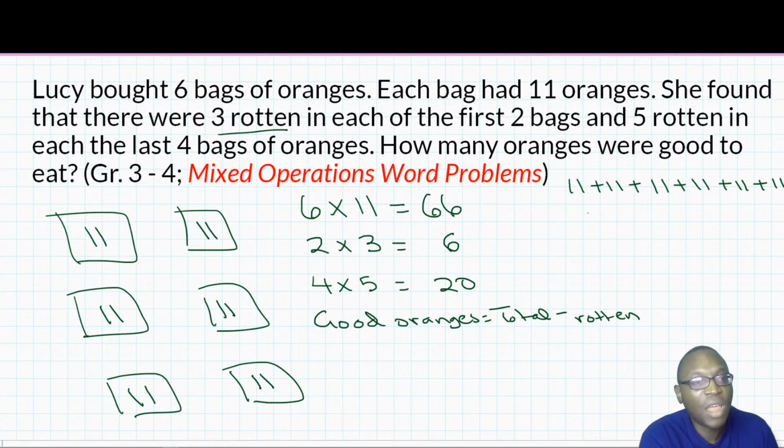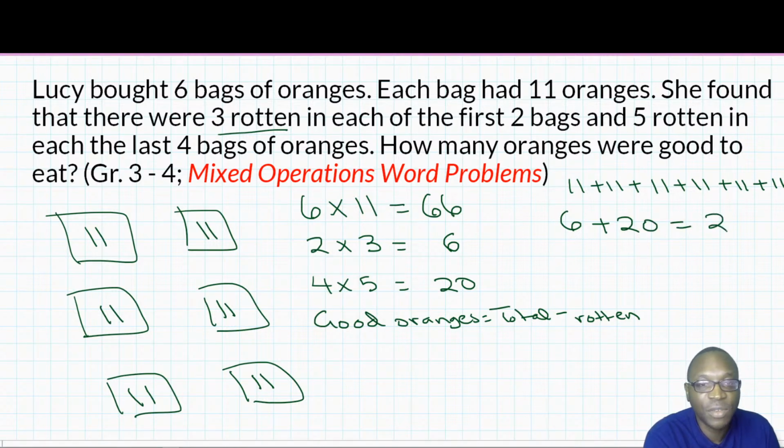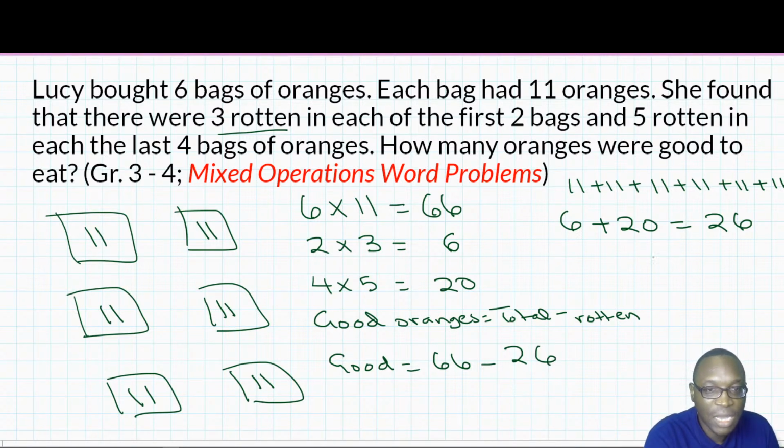Okay, so let's find out how many we have that are rotten. We have 6 from the first 2 bags and 20 from the last 4 bags. That's going to give us 26. And so we want to find out how many we have that are good to eat. The good oranges will be 66 minus 26. So we're going to go ahead and work that out. We have 66 minus 26. 6 minus 6, we have 0. 6 minus 2, we have 4. So we have 40 good oranges.